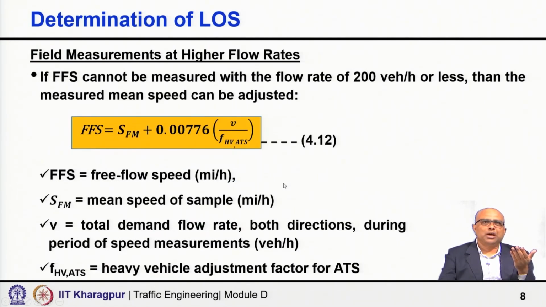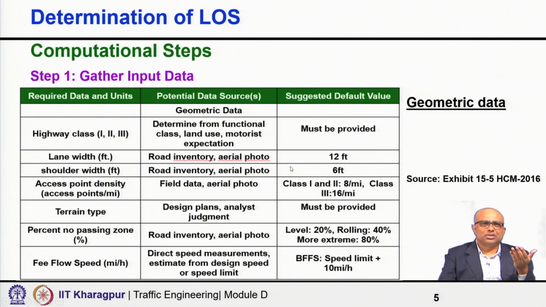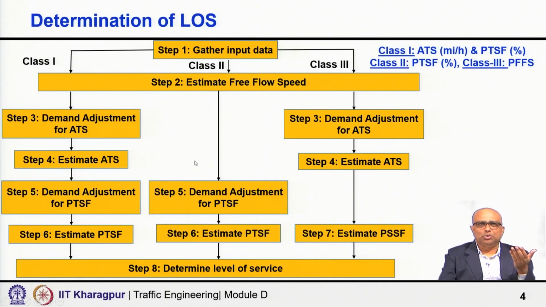If I can go back quickly to the master flow chart. So, steps 1 and 2 are common for all. Now, for class 1 and class 3 we need to calculate ATS. So, how to do the adjustment of demand for ATS, and then how to estimate the ATS, steps 3 and 4.